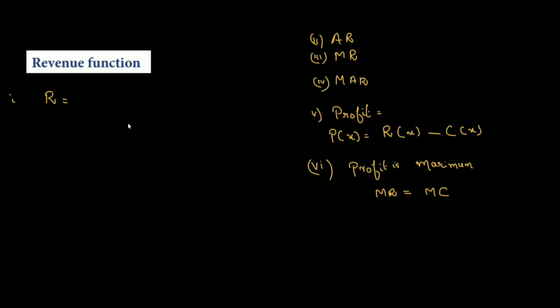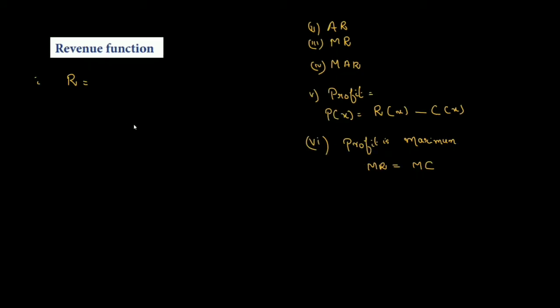So today we are going to learn about the revenue function. The formula to find the revenue function is P into X. P is the price per unit and X is the output, the number of units produced or number of units you sold, whatever it is. So X is the number of units and P is the price per unit.